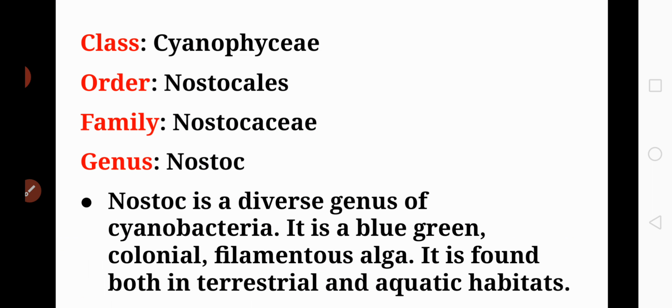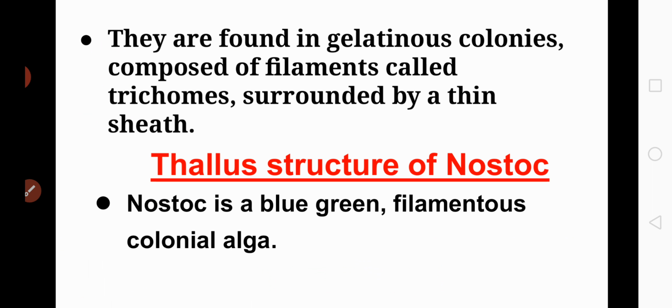So this Nostoc is a member of cyanobacteria, and the cyanobacterial members are commonly called blue-green algae, and it may be colonial, means found in groups, or filamentous, means the cells are arranged to form a chain-like structure. It is found both in terrestrial, that means on land, and also in aquatic habitats, found in water also.